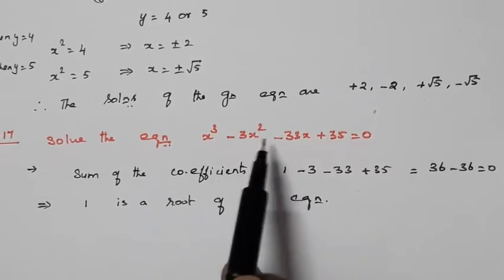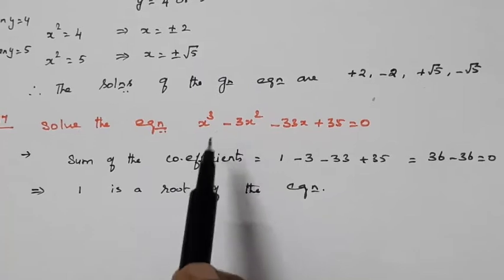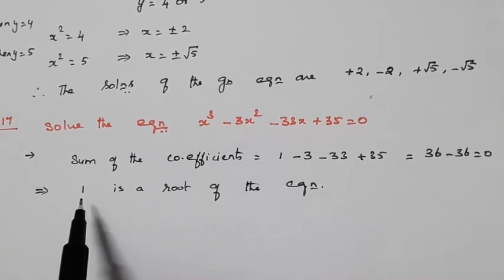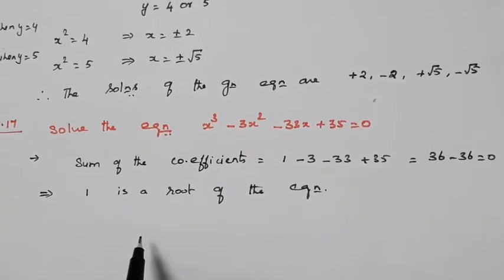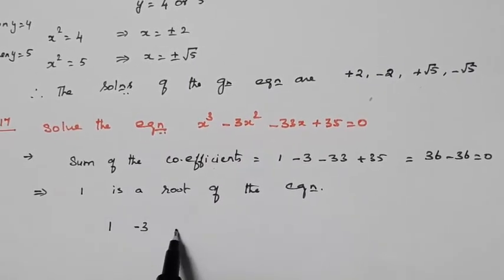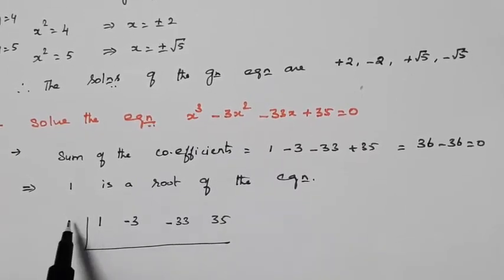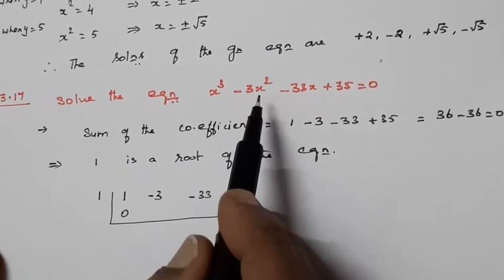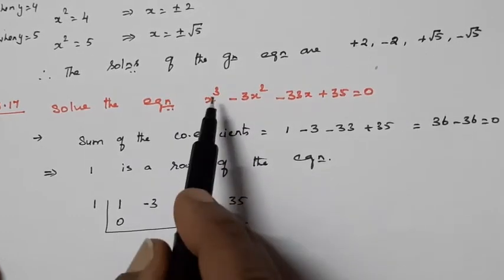As it is a cubic equation and 1 is a root, you know the synthetic division method, which you have learnt in your earlier standard. So let us divide this equation by the root 1, that means by x minus 1. Instead of using the long division method, you can use the synthetic division method. So 1, minus 3, minus 33, plus 35, as 1 is a root, we can divide it.